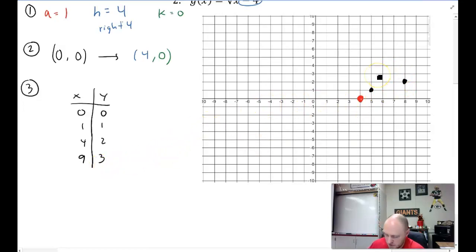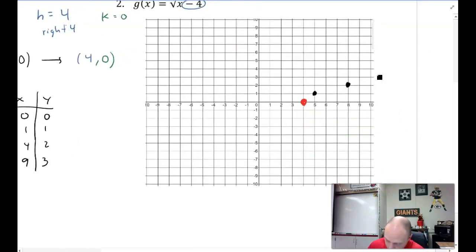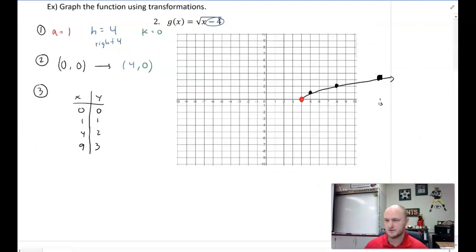Okay, so it's going to be like 13. 9 plus 4, 13, and then up 3. If I had room, I just kind of want to show you. So maybe somewhere about there. And then lastly, draw a smooth curve through those points. Okay, and there it is. She's a beaut. All right, that is it.